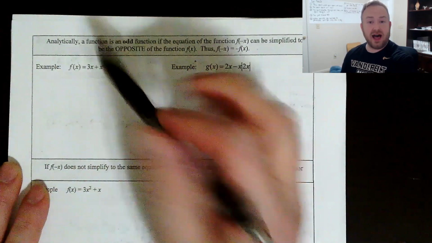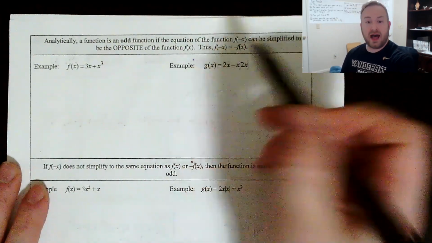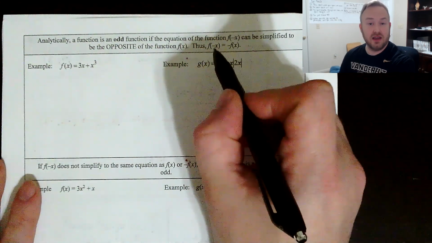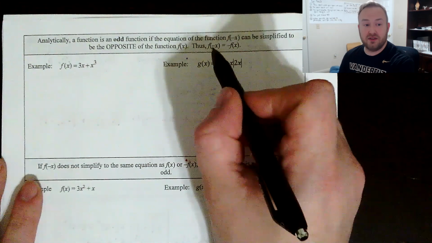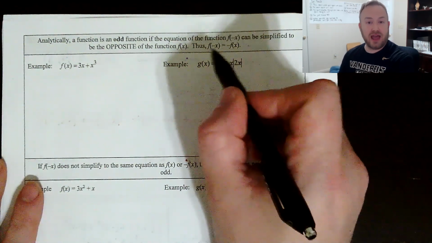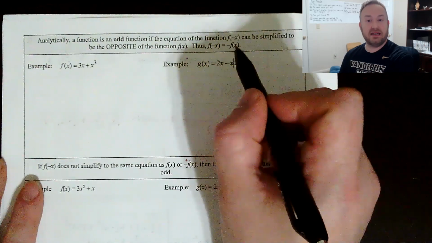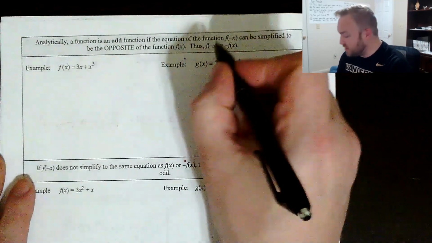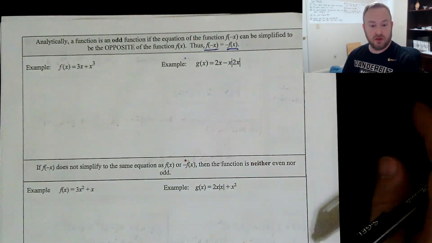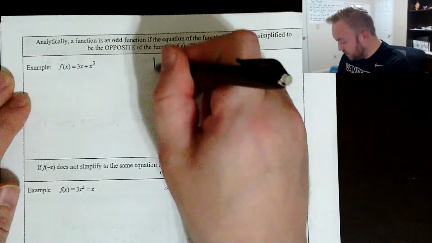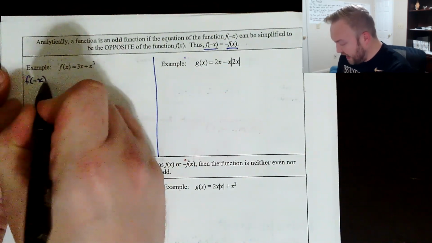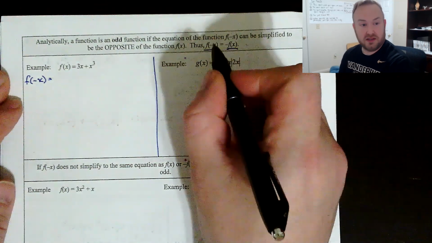Analytically, a function is odd, and there's our rule for an odd function. Notice that we still have to find f of negative x, but now I'm not trying to see if f of negative x is equal to f of x. I want to know if f of negative x is equal to minus f of x. And really, guys, all I'm going to do is just find these two things. So for this example, I'm going to start by finding f of negative x, because that's the first piece that we need.